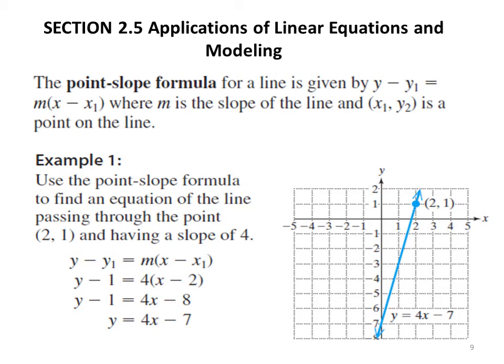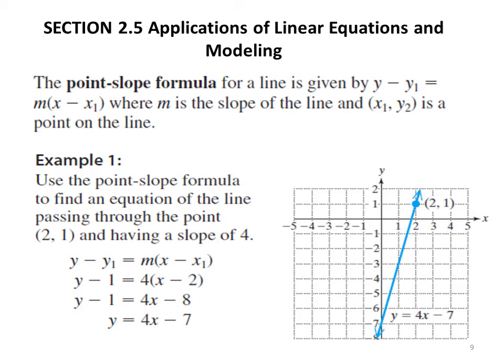8 minus 7 is 1, so we get 1. Then the coordinates of this point satisfy the equation, which means the point is on the graph of this equation, and therefore the line passes through the point (2, 1). We have the graph of this line to the right. You can see that it passes through the point (2, 1), and the slope is 4.